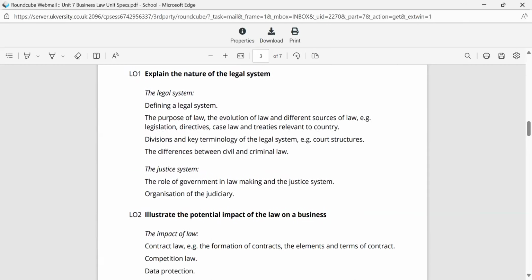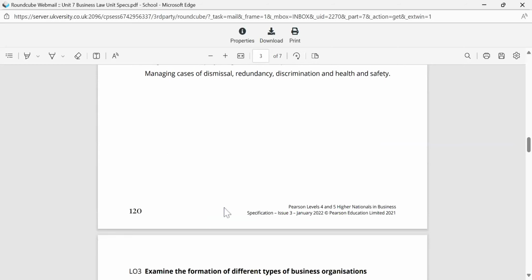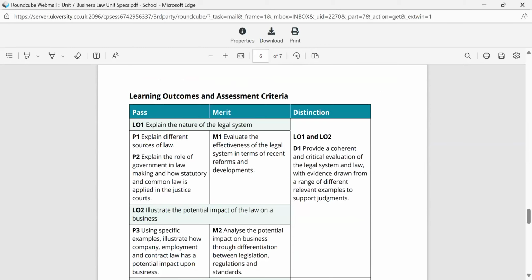Each one, we're going to go through the legal system, which is learning outcome 1, which I'll go through in a bit with you, okay? We're going to go through and examine each one individually, so you've got a little bit of an idea. And these are the learning outcomes and assessment criteria on how you would get a pass, merit, or distinction when it comes to completing this assignment.